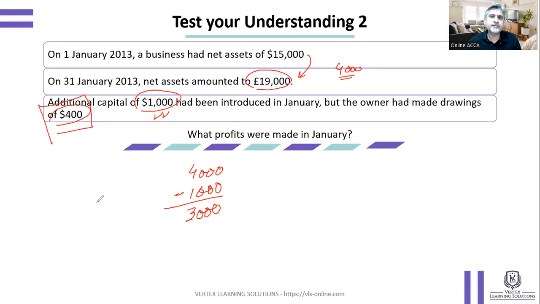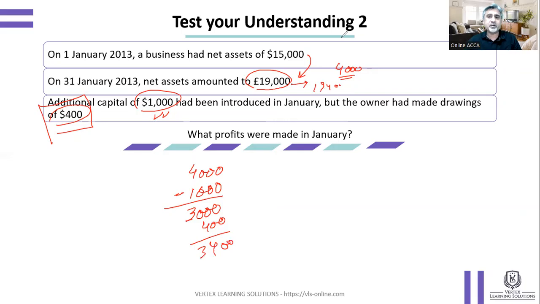Now comes this 400. What to do with this? And then I say that, okay, I also took 400. If I had not taken 400 from the business, my business would have more money. It would not have 19,000. It would have 19,400. So I should add this 400, which means that even after taking 400, I still had 19,000. So your profit should be 3,400.